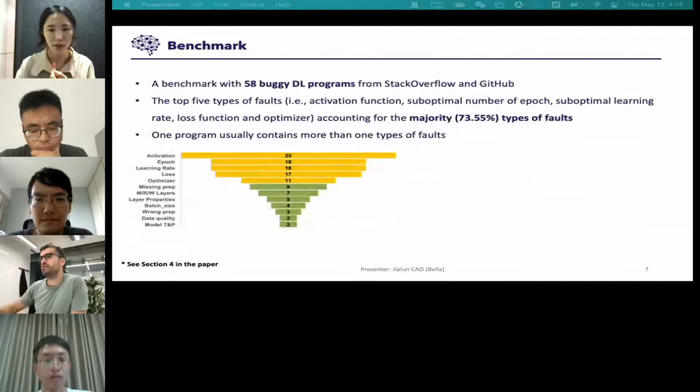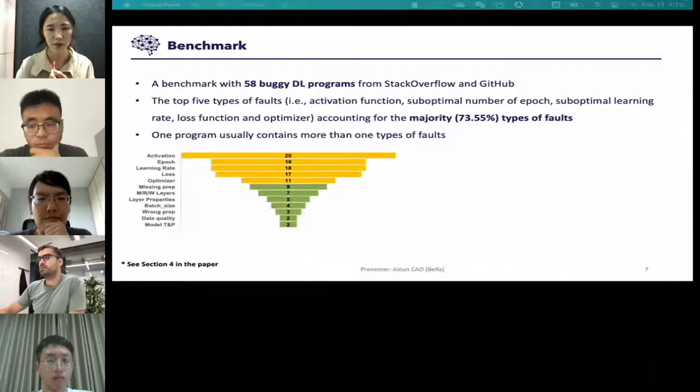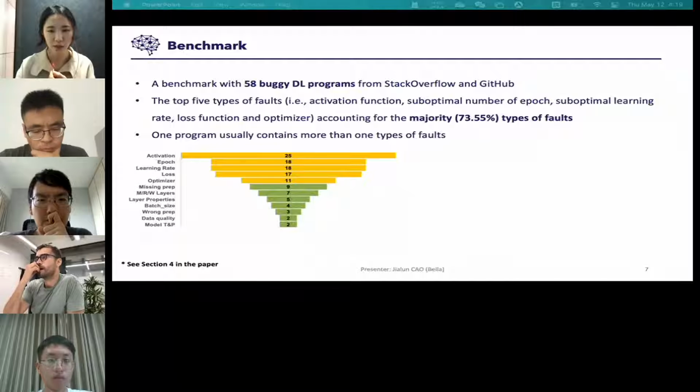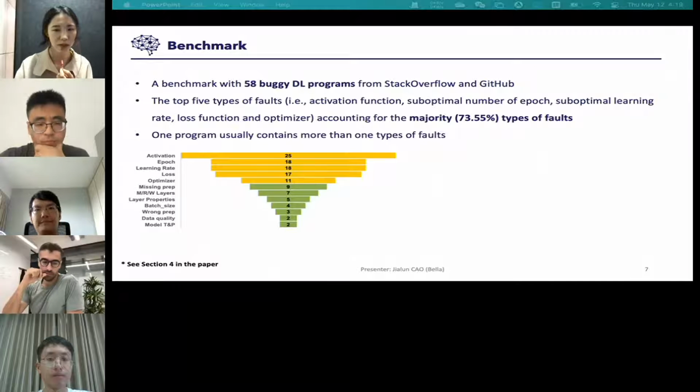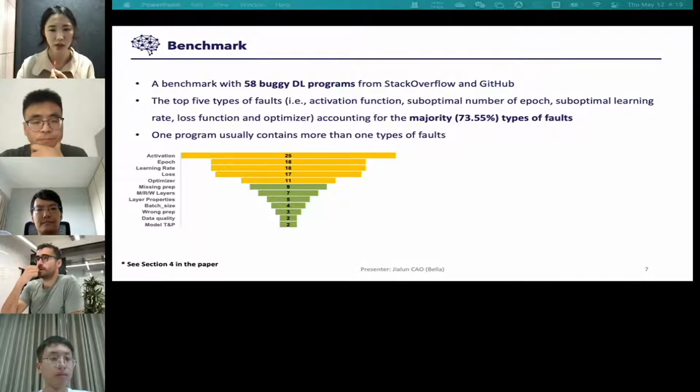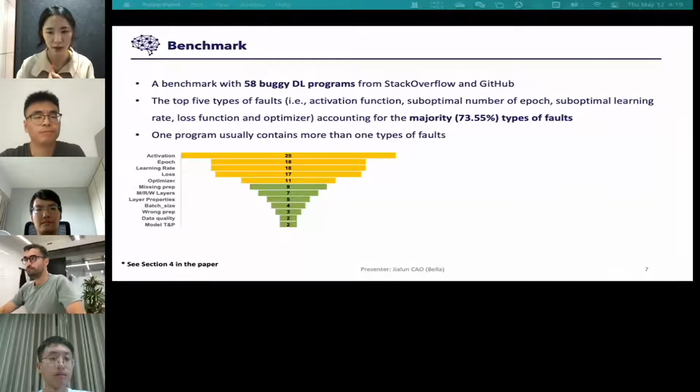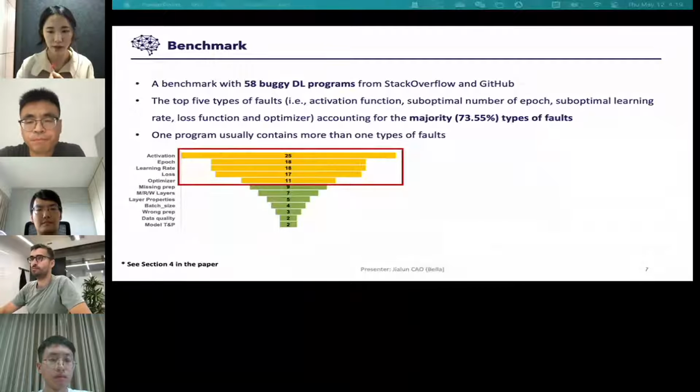We also constructed a benchmark with 58 buggy programs from Stack Overflow and GitHub. The benchmark includes the fault programs, the patches, usually more than one, the types of faults, and line numbers where the faults are introduced. The left-hand side shows the number of each type of faults in the benchmark. As highlighted in yellow, we can see that the top 5 types of faults account for more than 70% of cases. This is the reason why our current DeepFT is designed to debug these 5 types of faults.